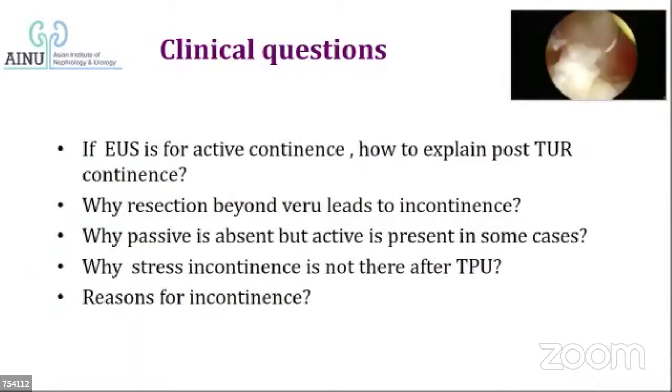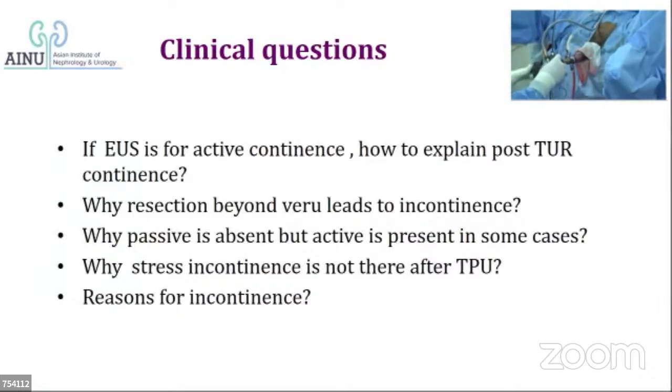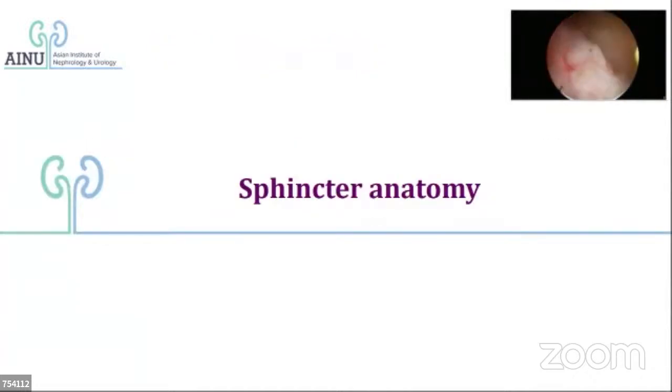Why is stress incontinence not there after transpubic urethroplasty? If the external urinary sphincter, which is at the membranous urethral level, is the reason for preventing stress incontinence, we have done a transpubic urethroplasty, but the patient is still continent and there is no stress incontinence. So what are the reasons for incontinence? Let us get into it.